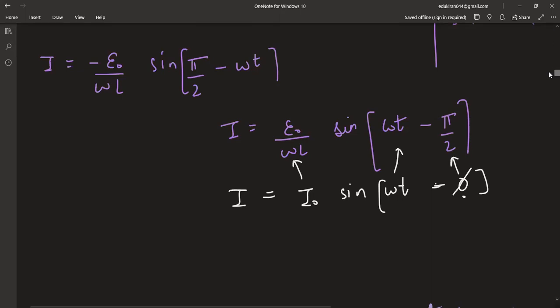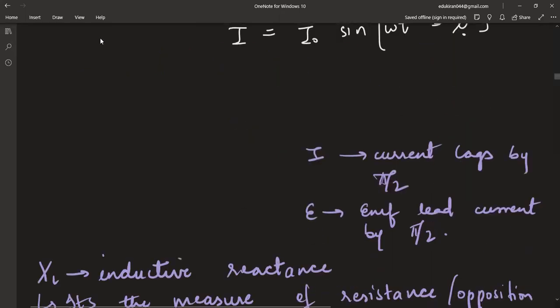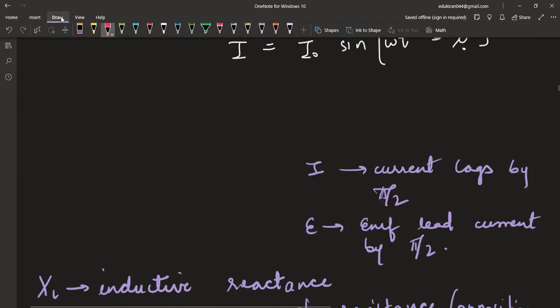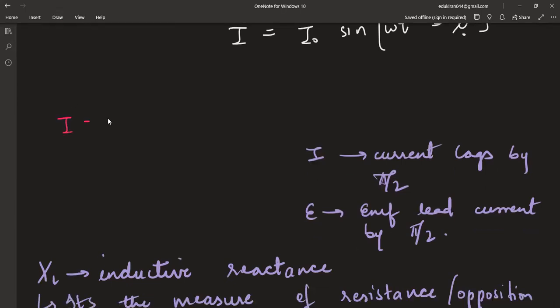So what is the peak value of current ultimately coming? What is the peak value of current ultimately coming? I is equal to E naught divided by omega L. So can you see, I is equal to V by R? This is acting like a resistance. So we give it a special term: E naught by XL. Omega L is equal to XL. What is XL? Inductive reactance. It's the resistance in the circuit having only an inductor.